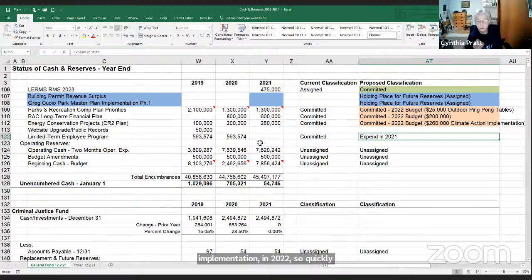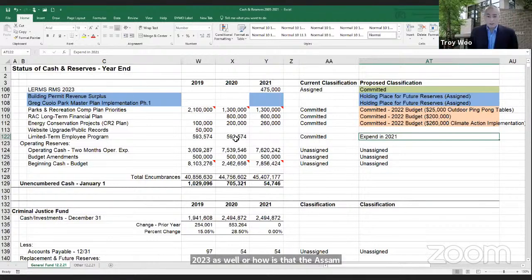So quick question, do you think that 260,000 will be carried over again as you spend it, then we would recommit some for say 2023 as well, or how is that the assumption? Yeah, that's probably, this is going to be an ongoing issue. So I think it would probably fall under the same as the Great Cuyo Park, kind of a city manager, finance director action as we see how things move forward.